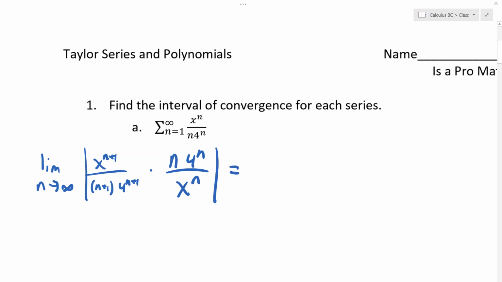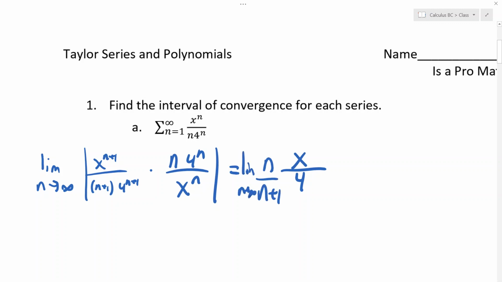I'm hoping at this point we're okay reducing these down. The only thing left here is going to be an x over a 4. And look, there's really an n over an n plus 1 sitting here. But where is that going to go as n goes to infinity? 1. Right? So that just goes to 1. And now there's no n's left. So I'm going to write it out, but I don't think you really need to.